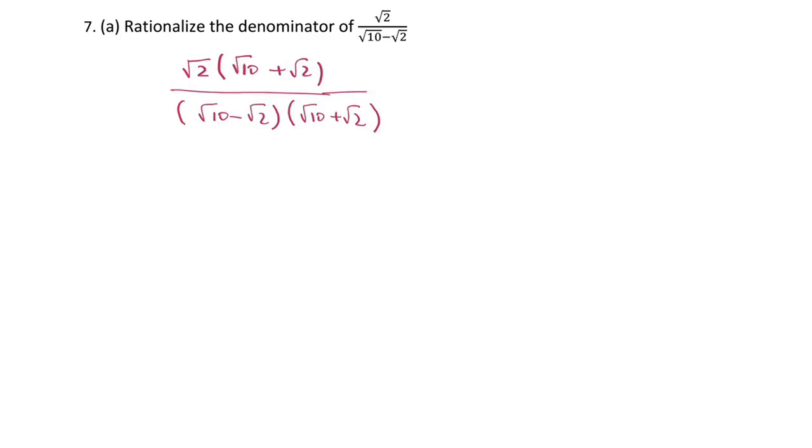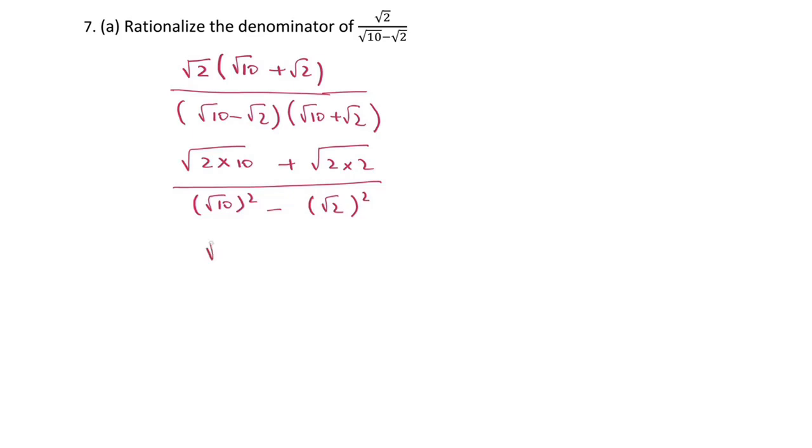Then next we are going to open the brackets by multiplying √2 inside the brackets for the numerator, and using the difference of two squares concept, we are going to expand the denominator. Then our expression is going to be √2 times 10 plus √2 times 2 over, in brackets, √10 squared minus, in brackets, √2 squared. Computing this, we have √20 plus 2 over 10 minus 2.